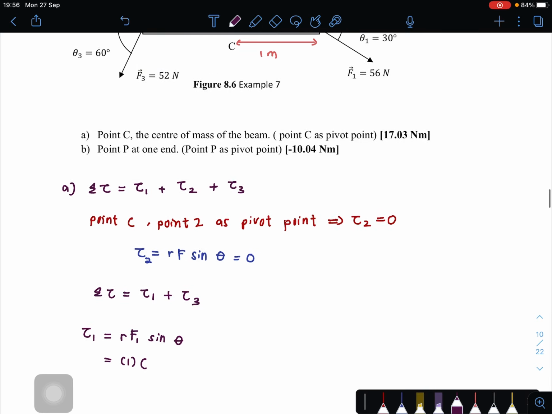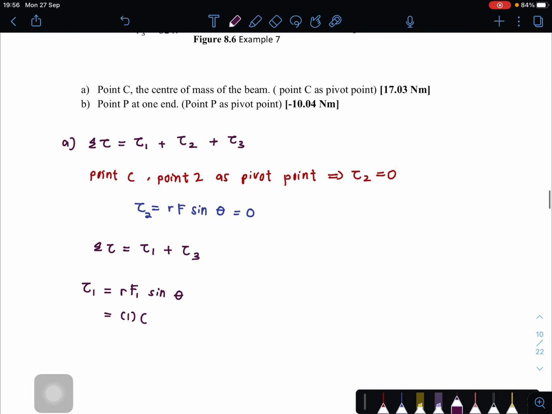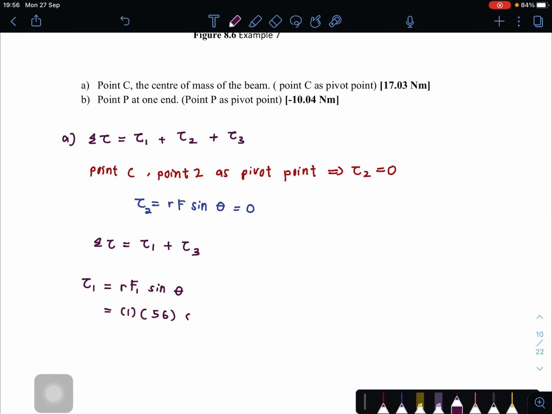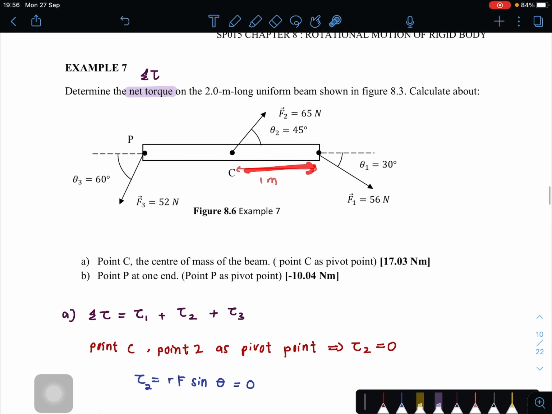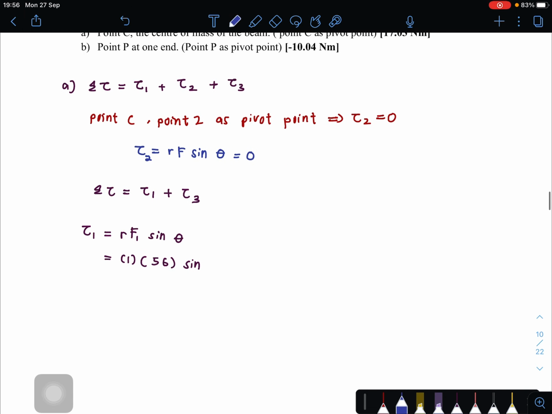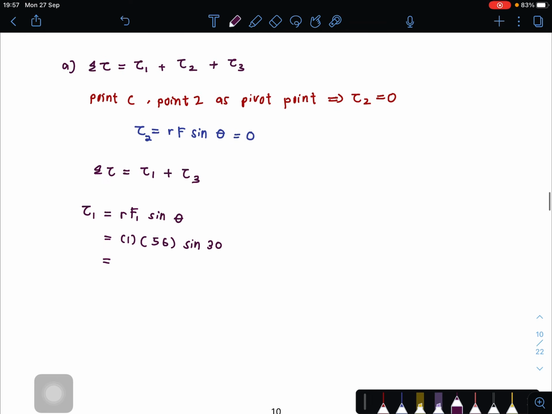And then F1 is equal to 56 Newton. And then the angle must be the angle between F and R. So R we have like this, F we have like this, so this is the angle actually, 30 degree. So you press the calculator, you will get 28 Newton meter. So this one is the magnitude.